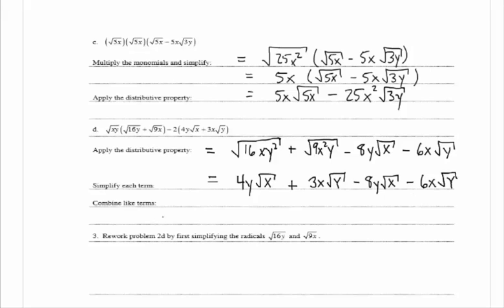And now it wants us to combine like terms. So our like terms are 4y square root of x minus 8y square root of x gives us -4y square root of x. And we have 3x square root of y minus 6x square root of y. So we have 3 minus 6 is minus 3x square root of y.